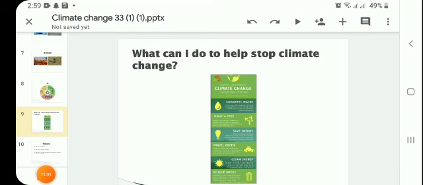We can also help to stop climate change by buying food grown by local farmers. You know that sometimes food travels a long way by road or plane to get to our shops. We should try to buy food that has been grown in our local areas. Like if we are living in a village, in a town, or in a city, we should buy the food that is grown in that local area. That also helps to stop climate change.